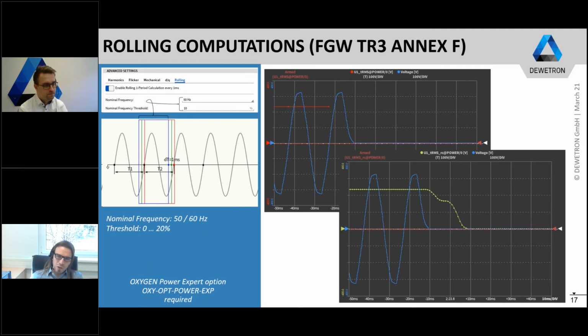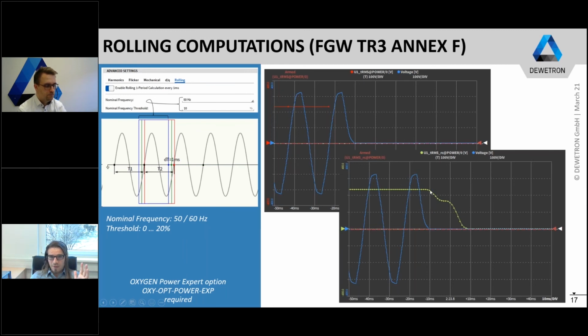When we first look at the traditional power analysis and the power calculation, each power parameter is calculated and updated for each period of the fundamental frequency. The problem here is when we cannot detect the fundamental frequency, the power values will not be updated anymore. And when there's some signal processing and testbed behind which needs these values, it cannot work anymore without the power values. For this reason, the rolling computations were introduced and are described in a technical reference from a German wind energy research institute.